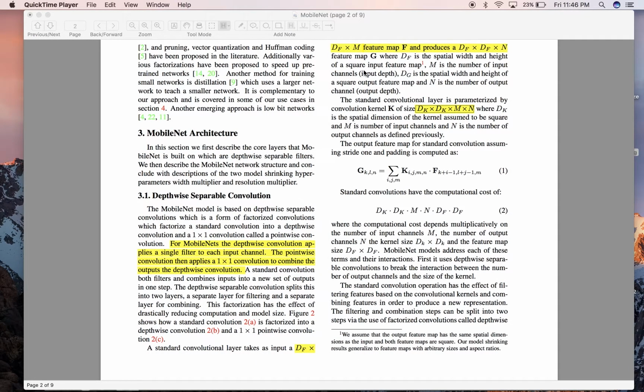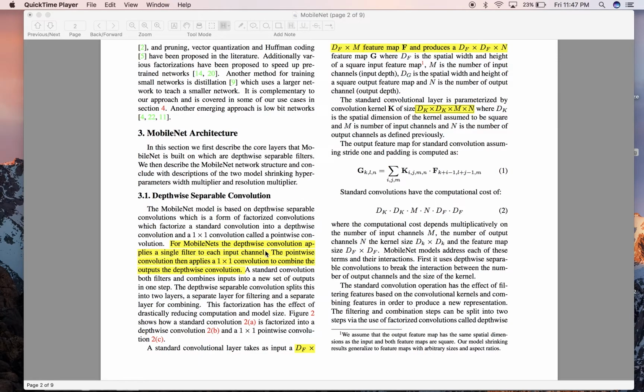Alright, so let's get back to the paper. We were at section 3, MobileNet architecture, and he introduces here the depthwise separable convolution. So he says for MobileNets, the depthwise convolution applies a single filter to each input channel. So as we saw, we apply a single filter to every individual channel, and then the pointwise convolution applies a 1 into 1 convolution to combine the outputs of the depthwise convolution.